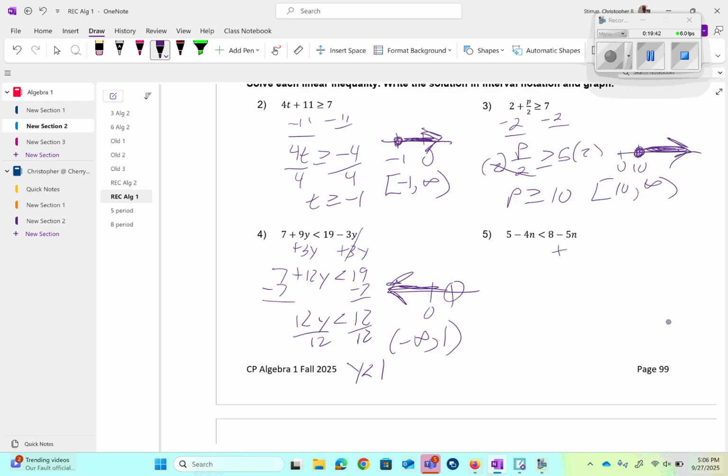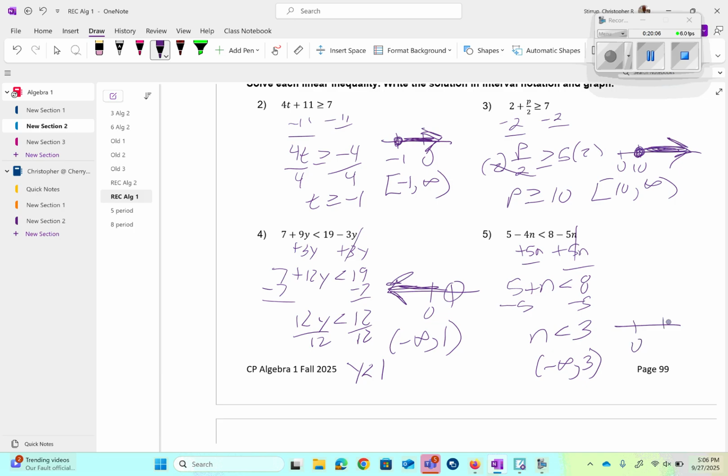Okay, on this particular problem, we might add 5n to both sides first. Those cancel. So negative 4n plus 5n is plus 1n, or just n, is less than 8. Subtract 5 from both sides. So n is less than 3. So that's going to negative infinity. So I'm going from negative infinity to 3, round bracket on 3 because I don't have an equal sign.